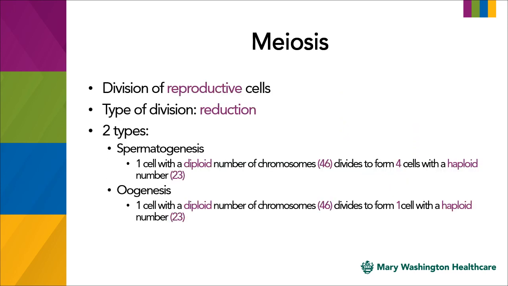Meiosis is a division of reproductive cells. So this type of division is called reduction division because we're going to go from 46 chromosomes down to only 23, which is exactly half. So the two types of meiosis are spermatogenesis and oogenesis. In spermatogenesis, we're going to go from one cell with a diploid number chromosome, which is 46, to form 4 cells with a haploid number, which is 23. In oogenesis, we're going to have one cell with a diploid number, which is 46 again, divide to form one cell with the haploid number instead.